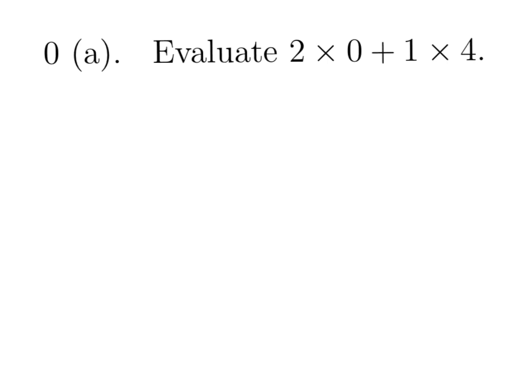Evaluate 2 times 0 plus 1 times 4. 2 times 0 is 0. 1 times 4 is 4. And therefore that is 4.